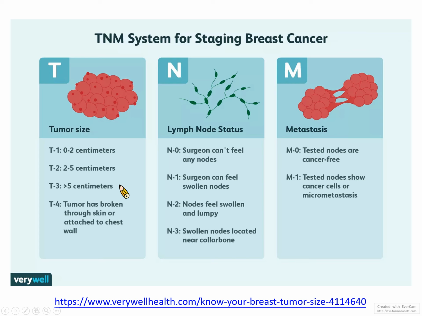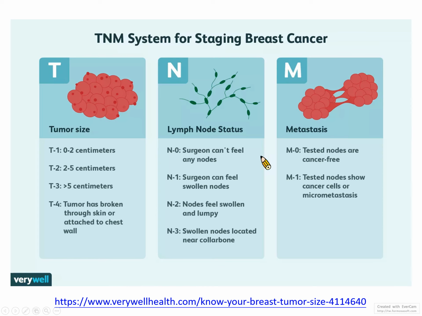And we often use the so-called TNM system for staging breast cancer. The T stands for the tumor size, the N stands for the lymph node status, and the M stands for metastasis. The tumor size just means that we can measure the tumor and divide it into 0 to 2, 2 to 5, and larger than 5, or broken through skin or attached to the chest wall.